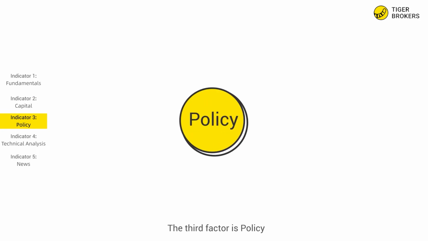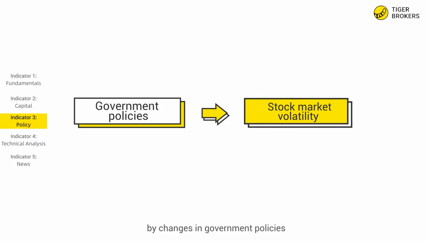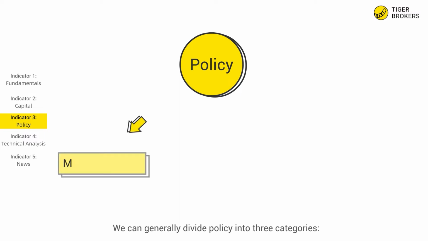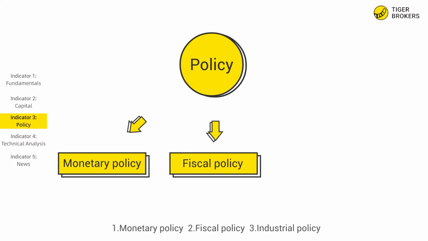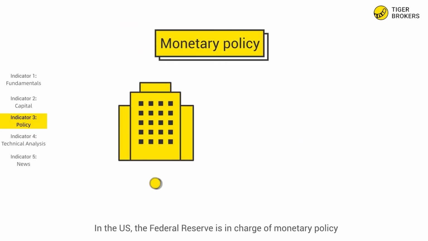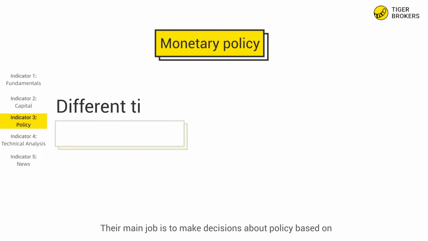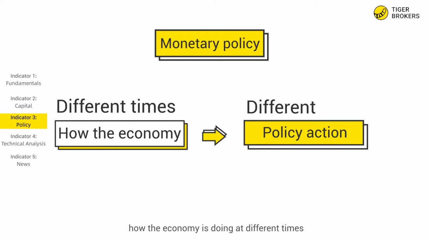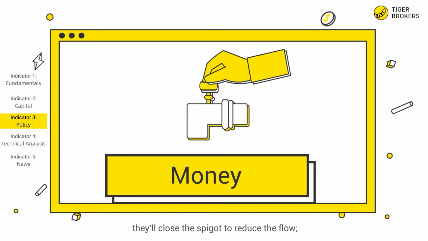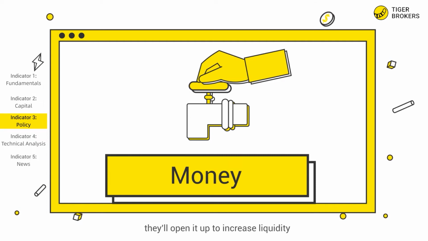The third factor is policy. Simply put, stock market volatility can be caused by changes in government policies. We can generally divide policy into 3 categories: monetary policy, fiscal policy, industrial policy. In the US, the Federal Reserve is in charge of monetary policy. Their main job is to make decisions about policy based on how the economy is doing at different times. If there's too much money coming into the markets, they'll close the spigot to reduce the flow. And if there's too little money in the market, they'll open it up to increase liquidity.